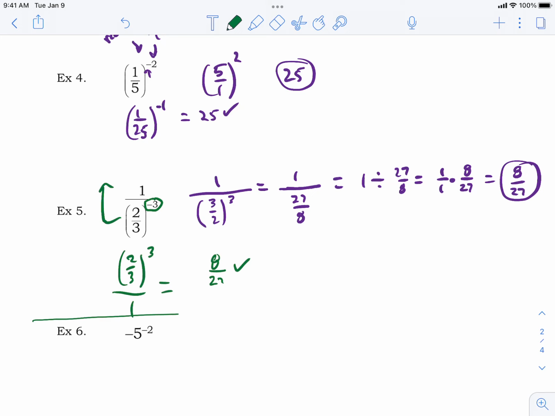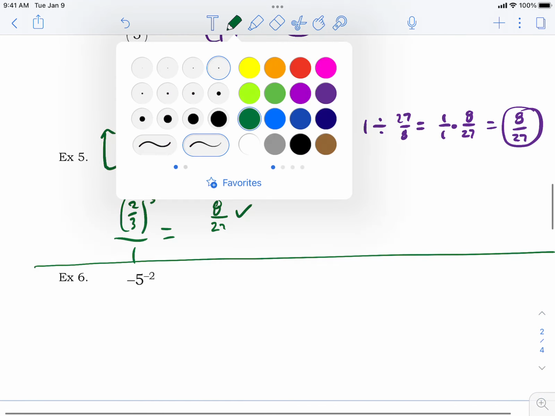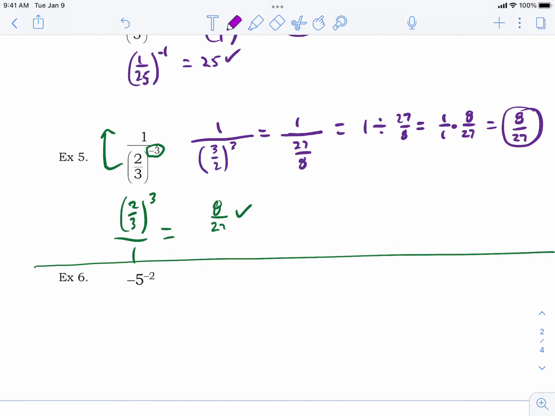All right, what's going on with this one? Back to purple. Negative 5 to the minus 2. Oh, I think you should be able to do that.